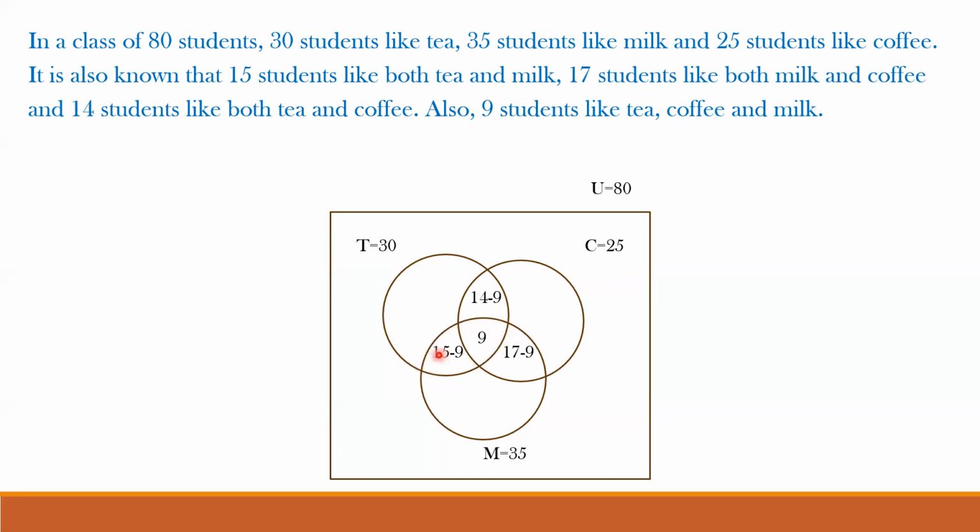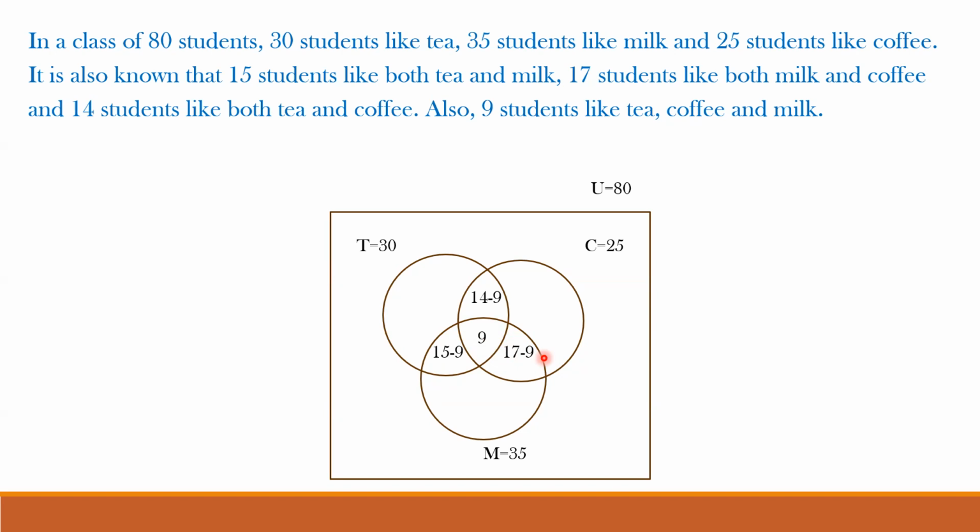This entire thing is 15, where 9 is a part of that 15. So if you want to know this answer, you should go for 15 minus 5. Similarly, for this part, those who like milk and coffee, it is 17. So 9 is a part of the same 17. So how should your answer actually be?